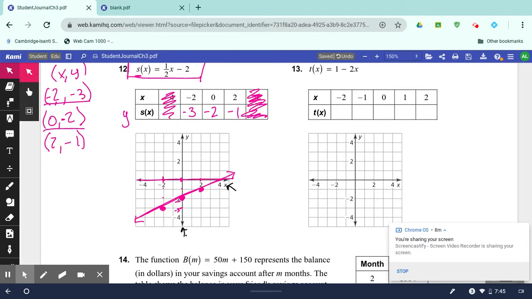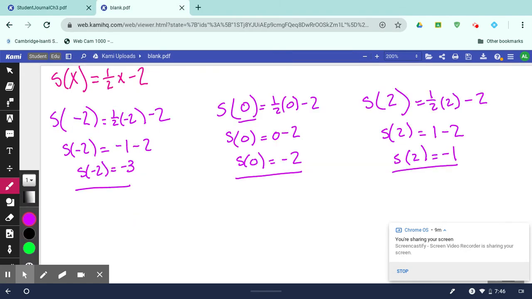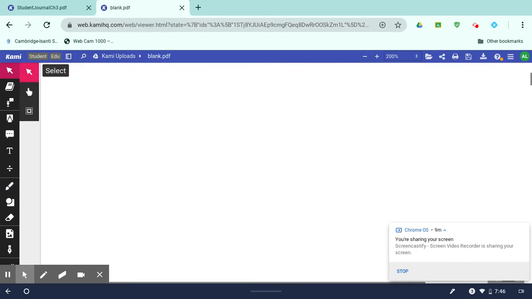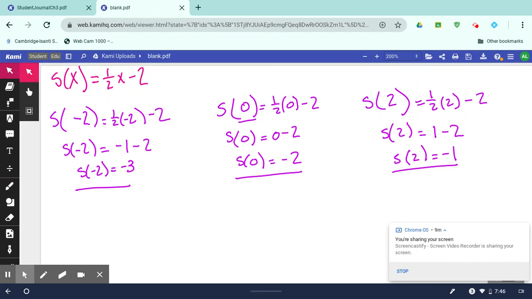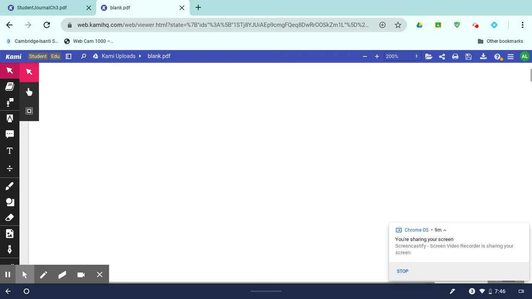All right, so t of x is equal to 1 minus 2x. Same thing. You really only need the 3 points. So I'm going to go with -1, 0, and 1. I'm going to do the same thing. I just have to plug those values into this t of x function. I'm doing this work on another page just because it'll get a little bit crowded on that same page.